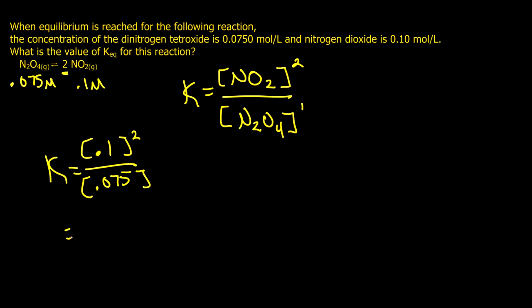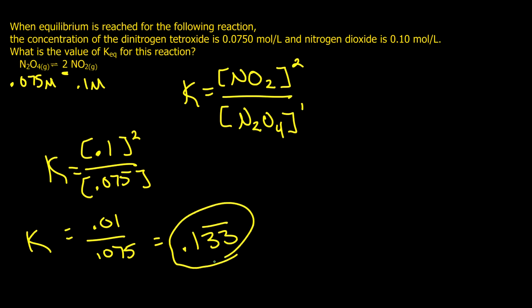Right, so 0.1 squared is 0.01 over 0.075. So we do 0.01 divided by 0.075, and we get 0.133. Repeating again, K does not have a unit, it's just a number. So our K value is 0.133. And since this K value is less than 1, this reaction favors reactants.